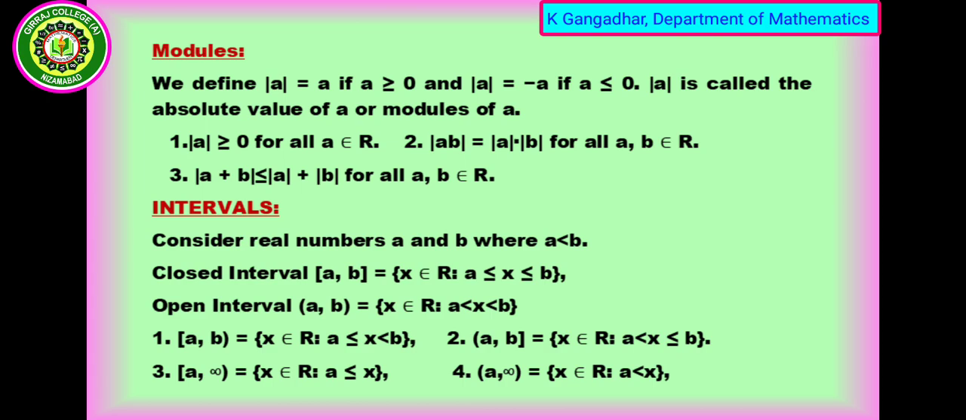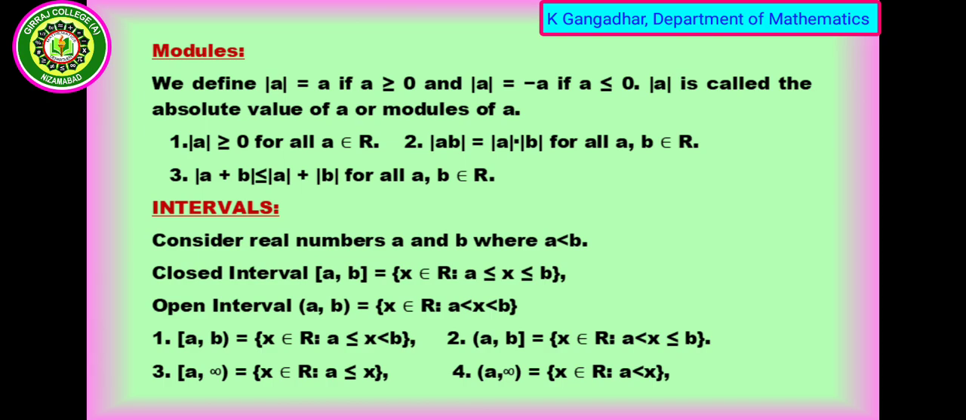Length of interval: B minus A is called the length of the interval. If the length is finite, then that interval is called a finite interval. If the length is infinite, then that interval is called an infinite interval.